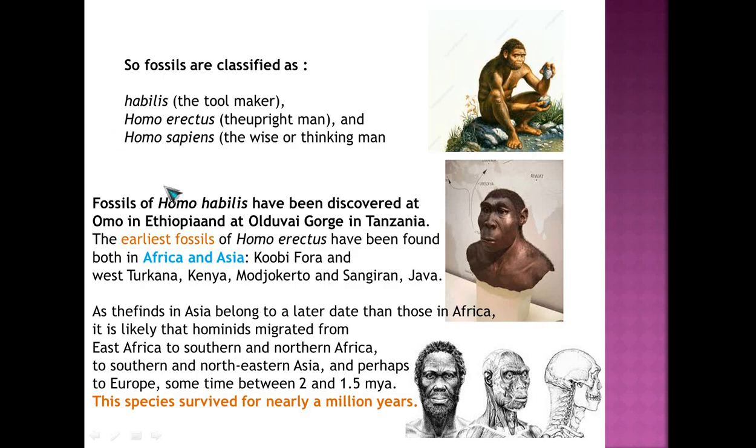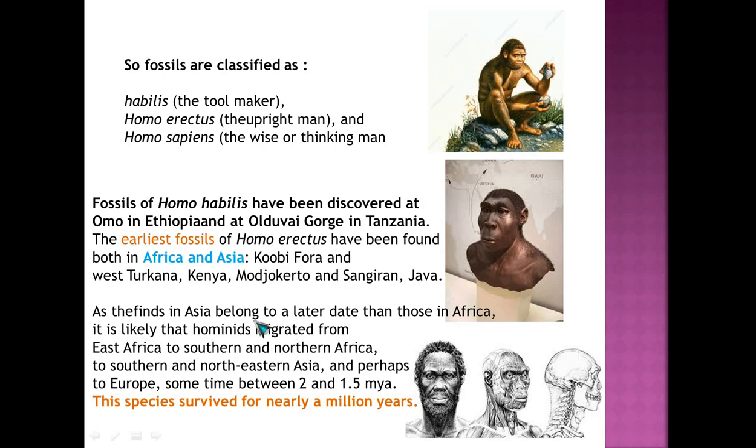Now, fossils of Homo habilis, that is the tool maker, look somewhat like this. They were discovered at Omo, Ethiopia, and at Olduvai Gorge in Tanzania. That was the earliest form of fossils. And the fossil of Homo erectus, that is the upright man, was found in Africa and Asia: Koobi Fora and West Turkana, Kenya, Mojokerto, Sangiran, Java. In all these places we can see Homo erectus.